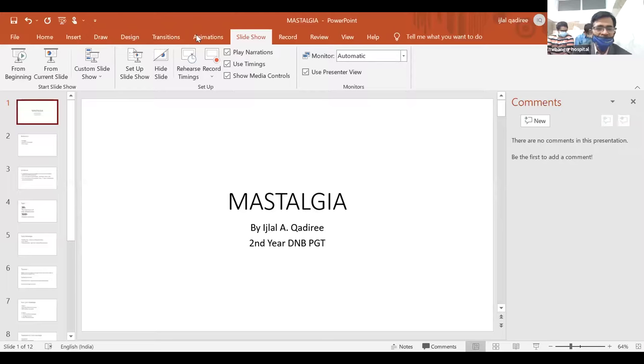Okay, so we pass on to the next speaker. Dr. Israel is from Howrah District Hospital. He will speak on mastalgia. It's not mastitis. The topic will be mastalgia, so it will cover some part of benign breast disease.